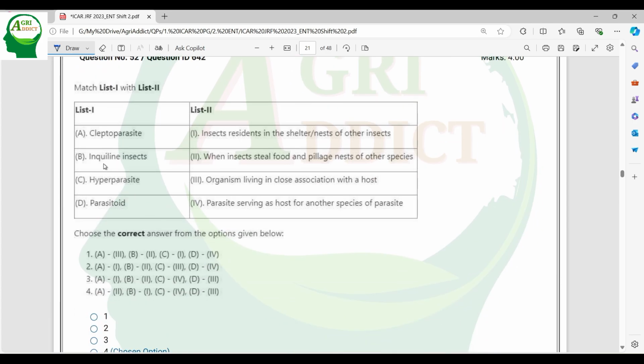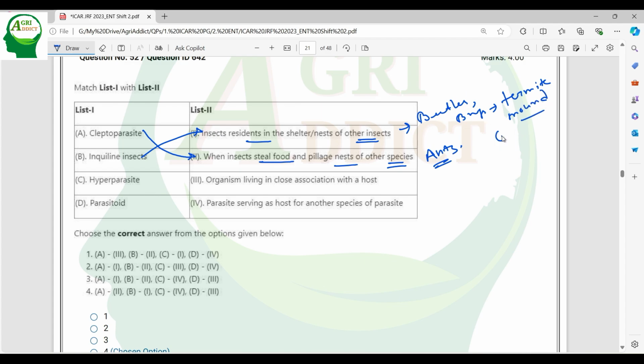Then match the following. First is kleptoparasite. You all know that when insects steal food and pillage nests of other species, mainly some ants in the nests of termites and ants in the nests of other ants, they are kleptoparasites. Then inquiline insects. Inquiline insects are mainly insects resident in the shelter or nests of other insects, like beetles and some bugs in termite mounds. They are the inquilines, or the guests. Inquiline means simply guest.